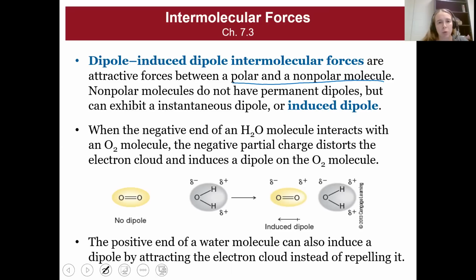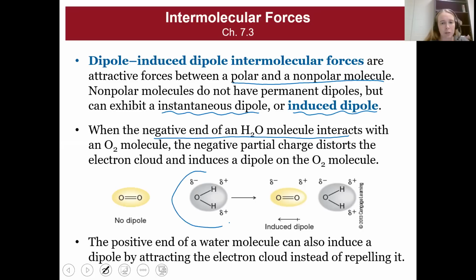So nonpolar molecules don't have a permanent dipole. So they don't have that net dipole that I told you about when we were talking about the polarity of a molecule. These don't have permanent dipoles, but they can exhibit something called an instantaneous dipole or an induced dipole. So what happens then is the negative end of a water molecule can interact with an O2 oxygen gas molecule.